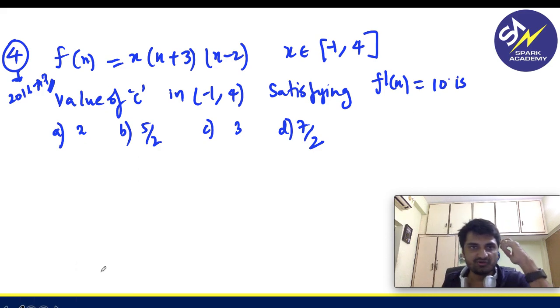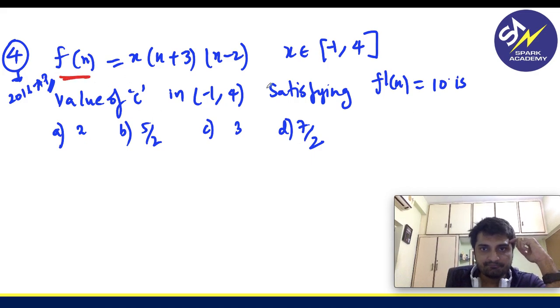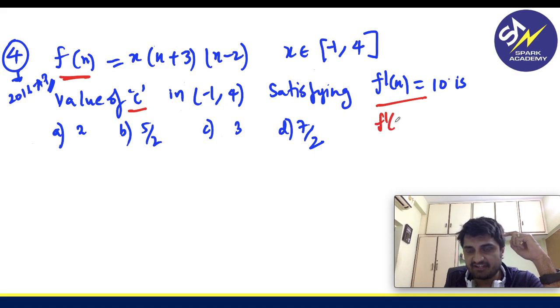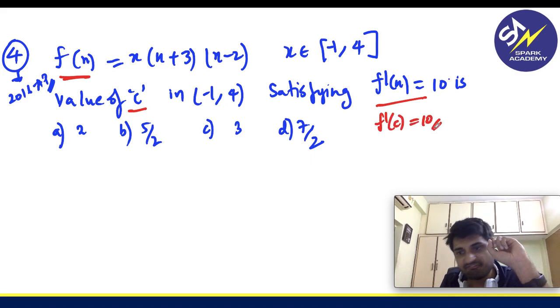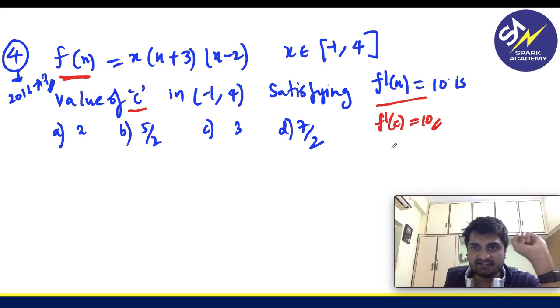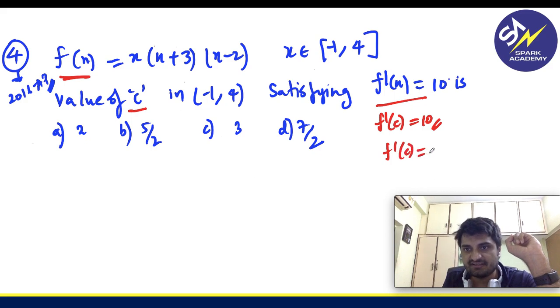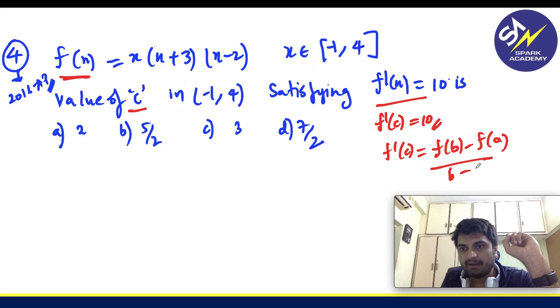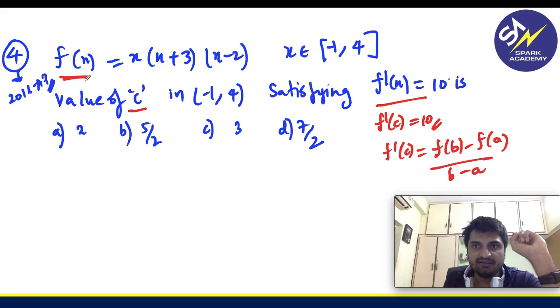So again, how can I solve this? First step, f dash c satisfies this. Basically, f dash c is 10. Only one function. f dash c is not equal to 0, right? So only method which I can use is Lagrange's. Lagrange's method is what? f dash c is f of b minus f of a by b minus a. So f dash c is what basically I need to first find out. f dash of c is 10 given to you.